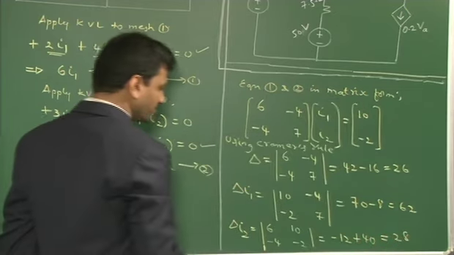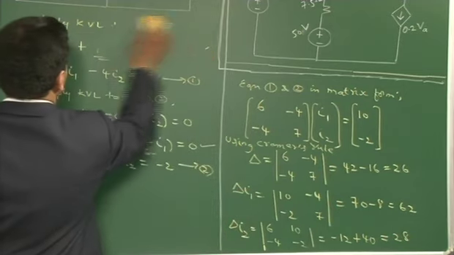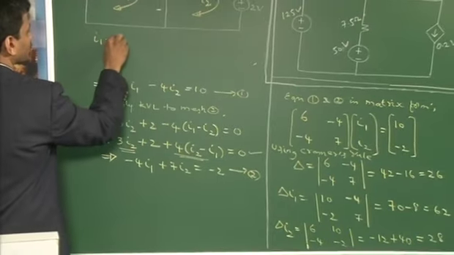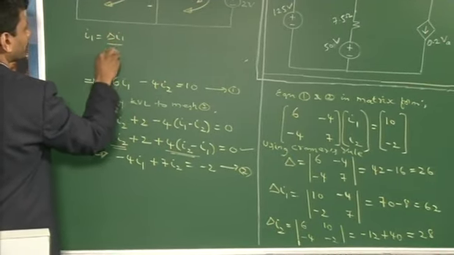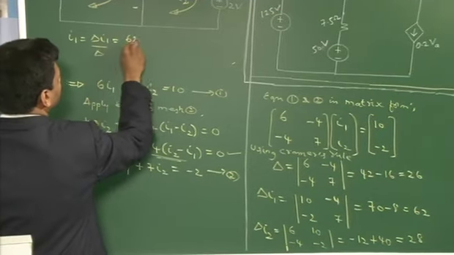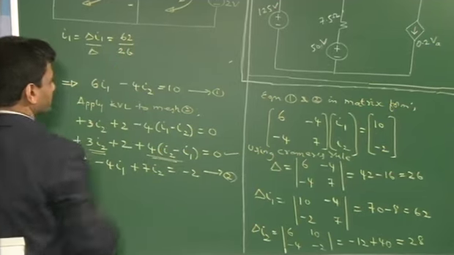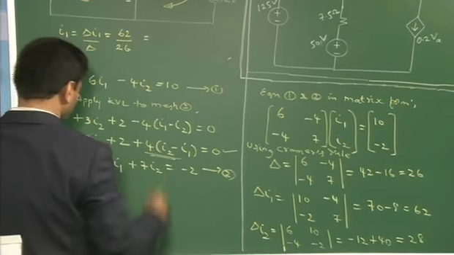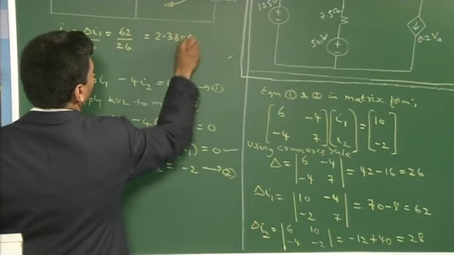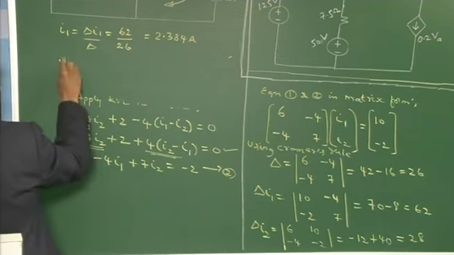So, how do I get the mesh current values now? You know all this. So I1 is delta I1 by delta, which is 62 divided by 26. So, 62 divided by 26 turns out to be somewhere around 2.384 amperes.